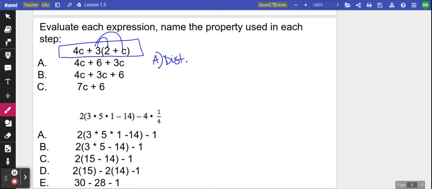Now in B, they have still 4c, but they have changed or switched the order of the 6 and the 3c, so they used commutative property. And then for step C, they combined 4c and 3c to be 7c, so they took out the 4c and the 3c and instead put in 7c, which would be substitution.